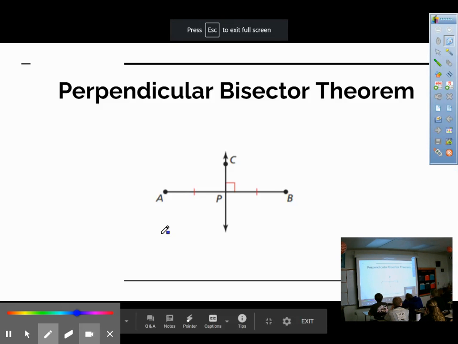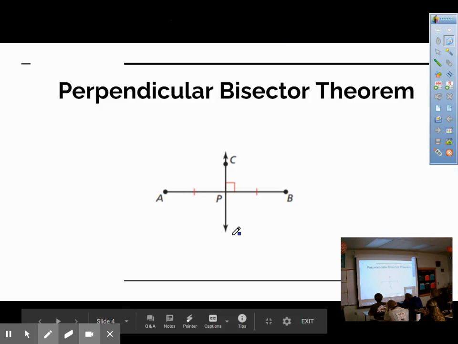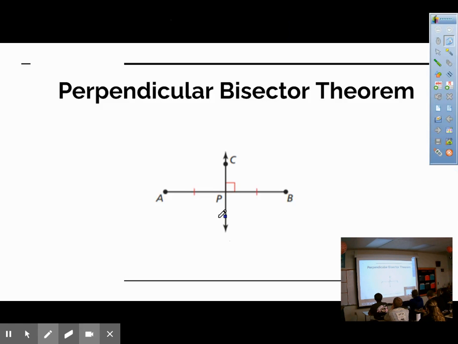Alright, so it says if a point's on the perpendicular bisector, so you have to make sure it's on the perpendicular bisector. And I've already explained to you earlier why this is a perpendicular bisector. If a point's on the perpendicular bisector, then it's equidistant to the endpoints. So for instance, if you were to draw a line from C to A, and then a line from C to B, these two sides would be congruent.